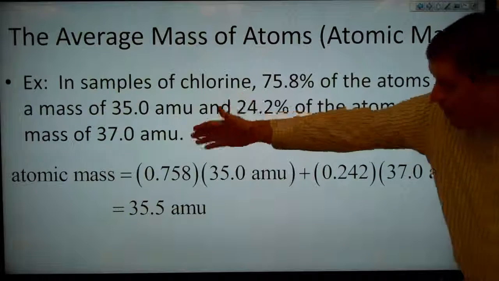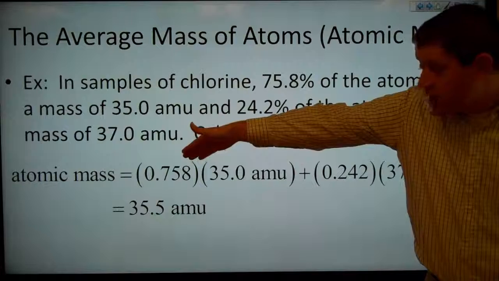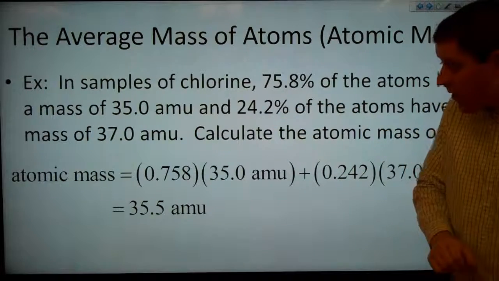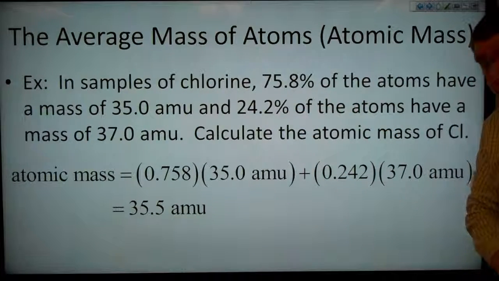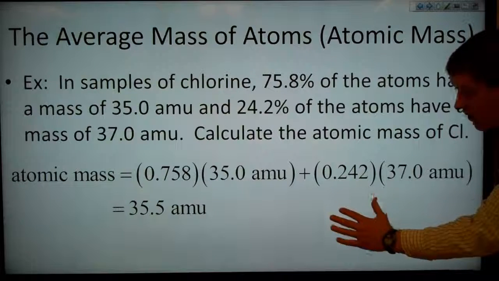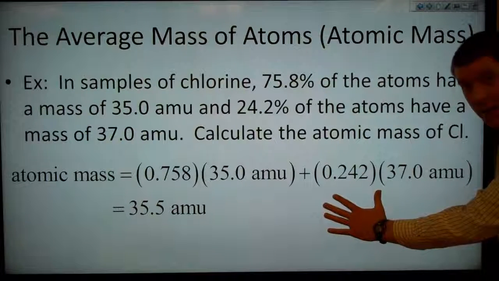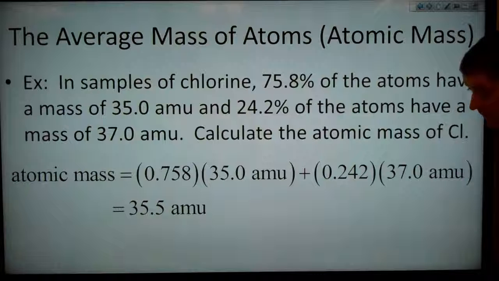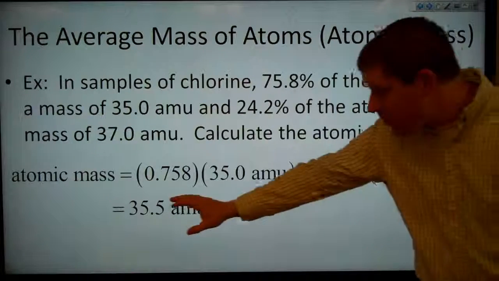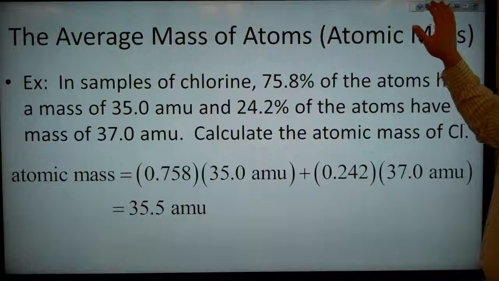Well, we know the atomic mass is equal to the fraction that is the first isotope, so 0.758 times the mass of that first isotope, 35 AMU, plus the fraction of atoms that are the second isotope, 24.2%, so 0.242 times the mass of that second isotope, 37 AMU. And when we carry out the math, we get 35.5 AMU.